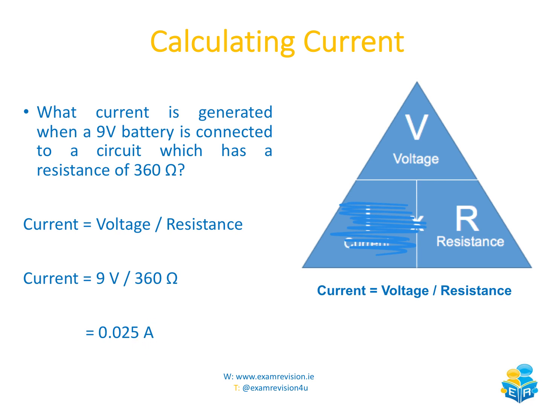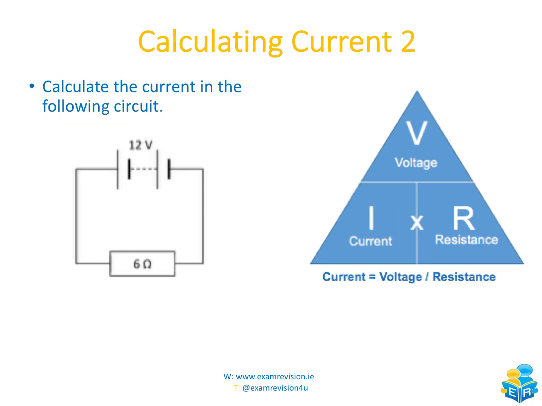So this one here, a little bit different because it's given in diagram form. Calculate the current in the following circuit. So first thing we're going to do is write down our formula. So current is equal to the voltage divided by the resistance. The voltage, look for the V, it's 12 volts. The resistance is 6 ohms, and 12 divided by 6 is 2. And don't forget your units there, 2 amps, 2A.